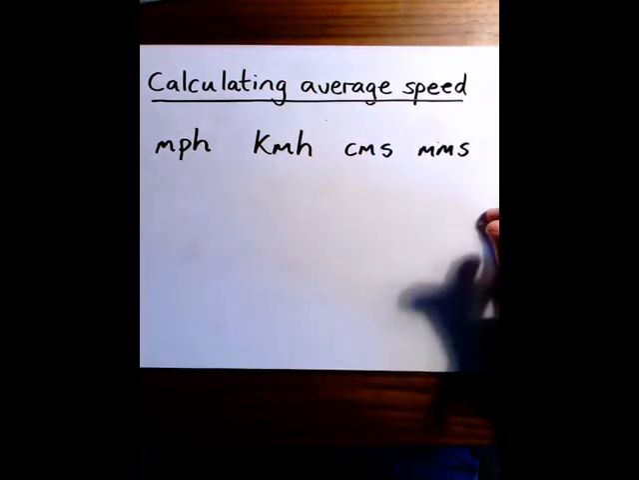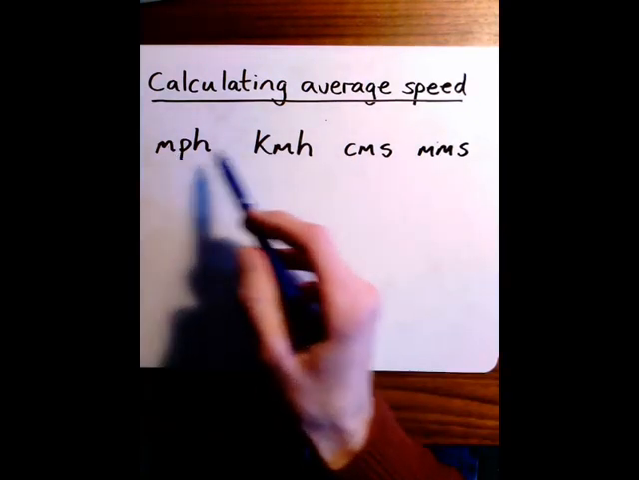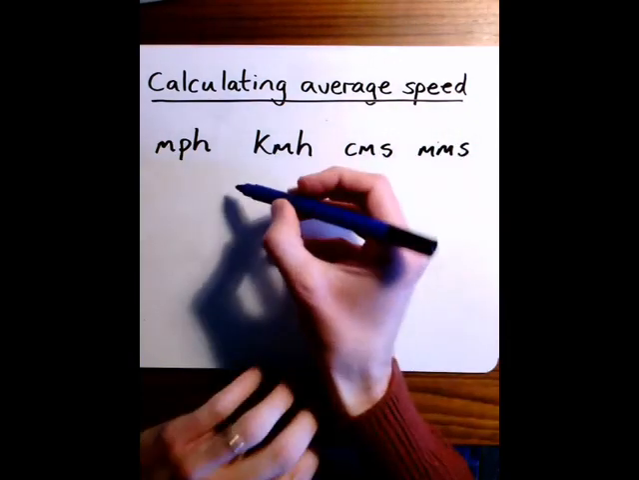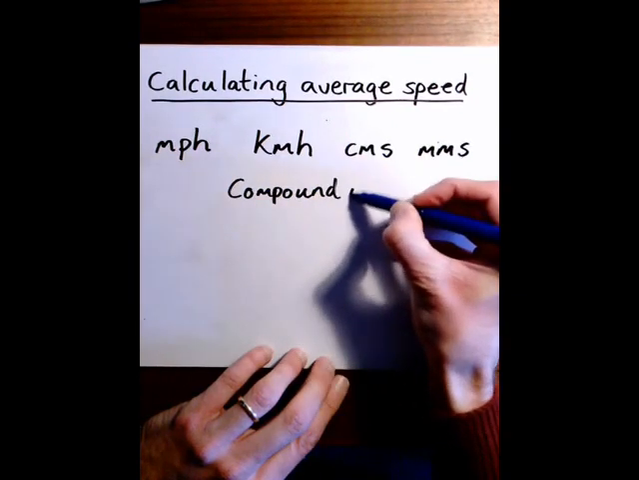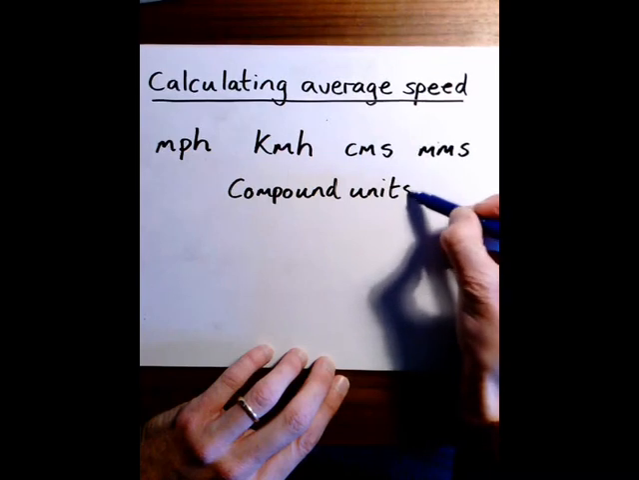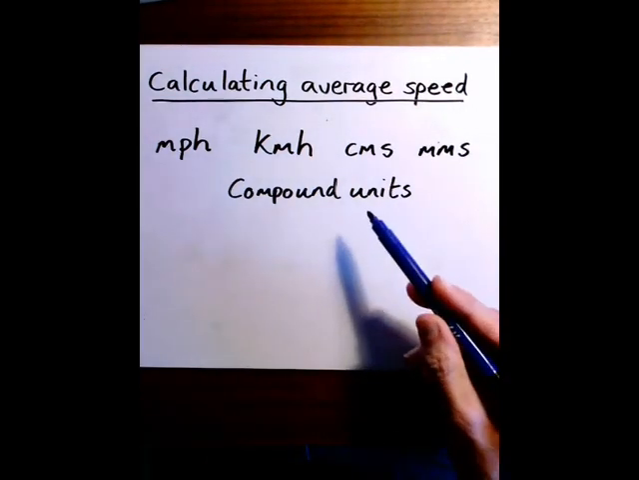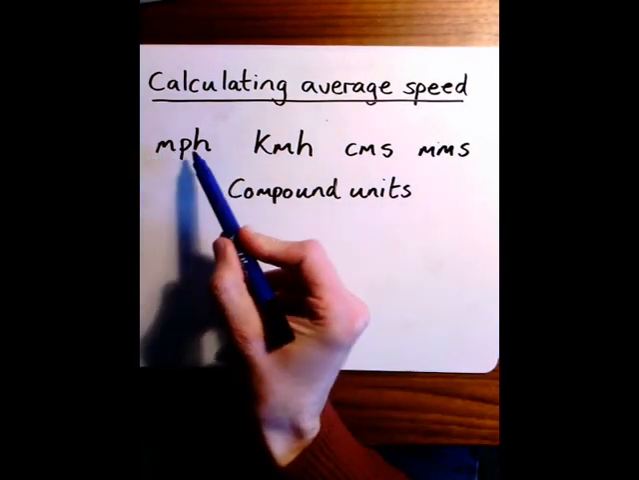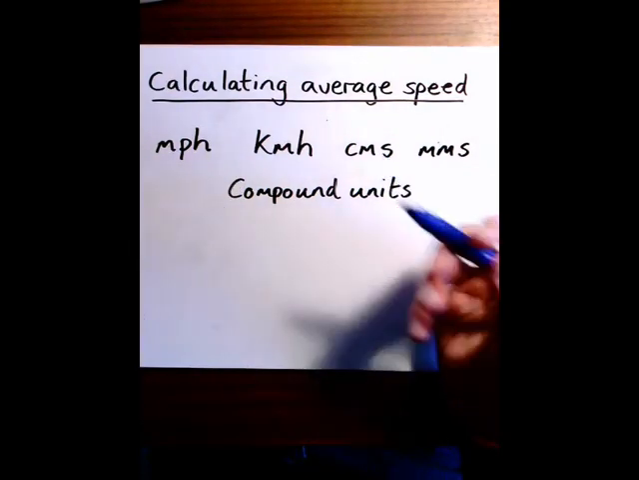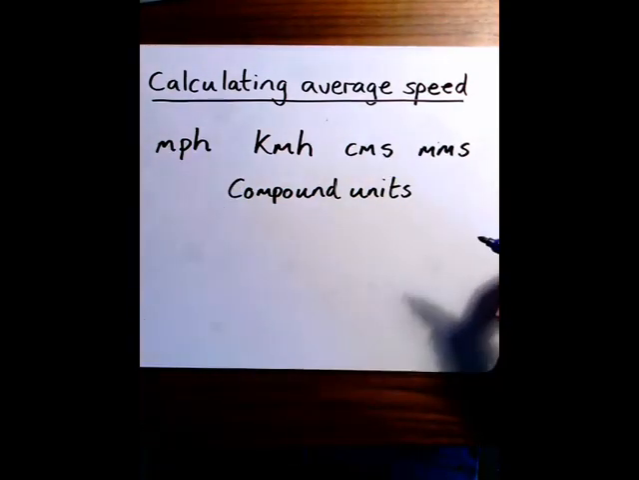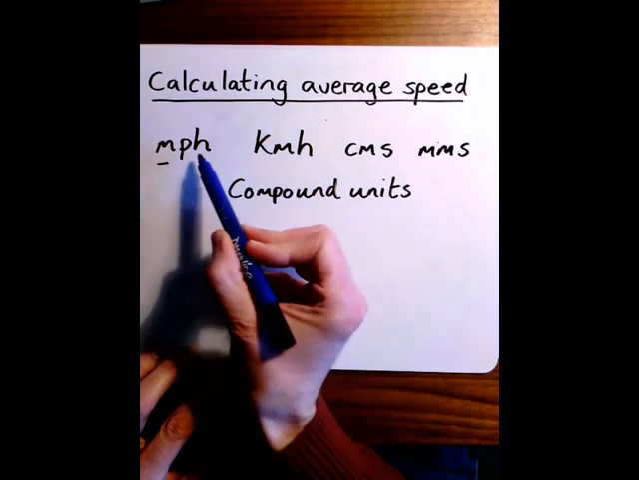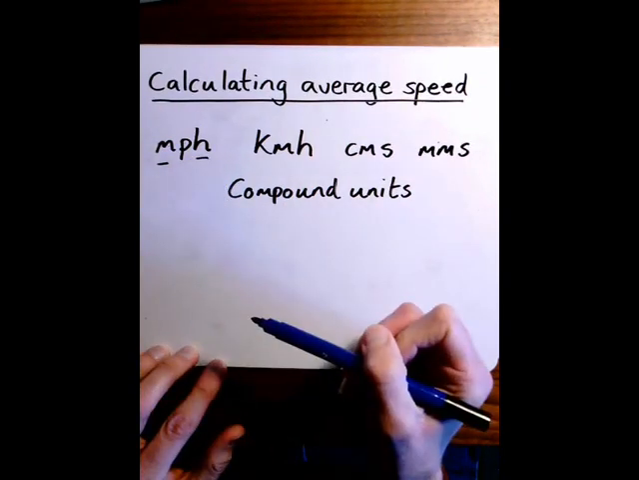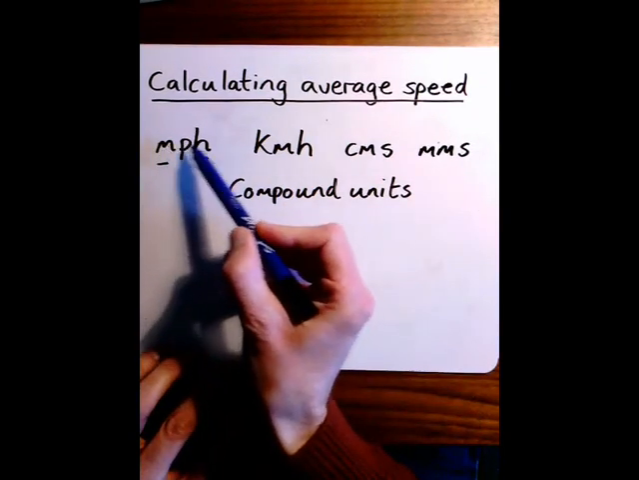But importantly, it's worth considering what these units are made up of. We call these units compound units, because they're made up of two different measurements. Let's just take, for instance, miles per hour. If you say that back to yourself, you can work out that there are two individual units there. There's a unit of distance, miles, and a unit of time, hours. So we've got miles per hour.